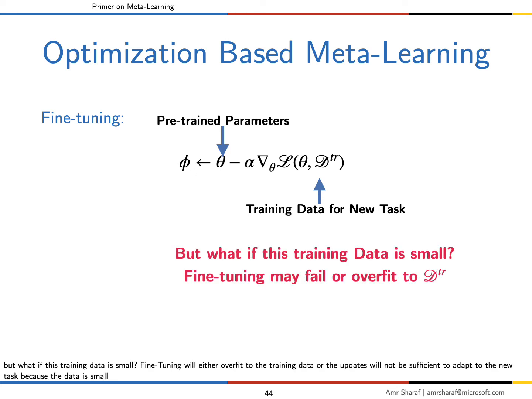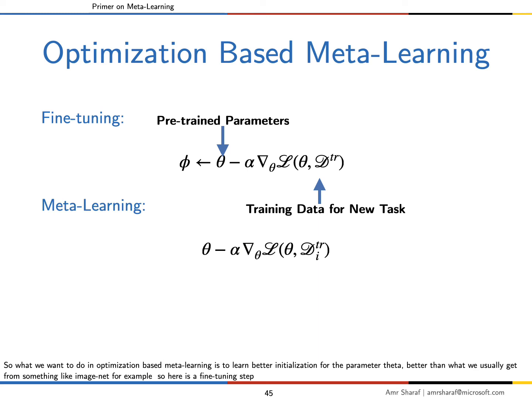But what if the training data is small? Fine-tuning will either overfit because the training data or the updates are not sufficient, and you won't adapt effectively to the new task that we are interested in. So what we want to do in optimization-based meta-learning is to learn a better initialization for the parameter theta, better than what we usually get from a pre-trained image or language model.